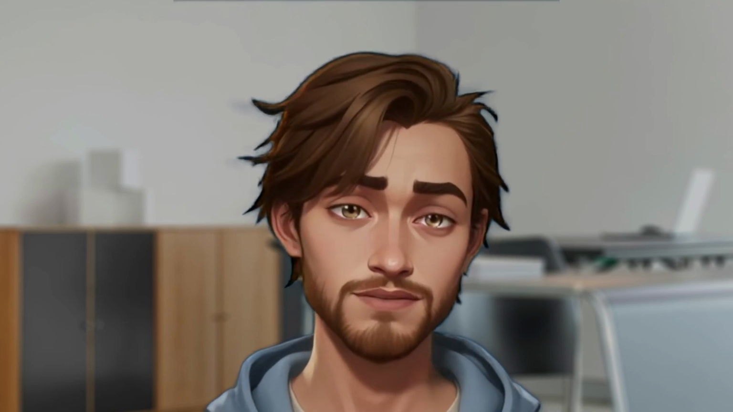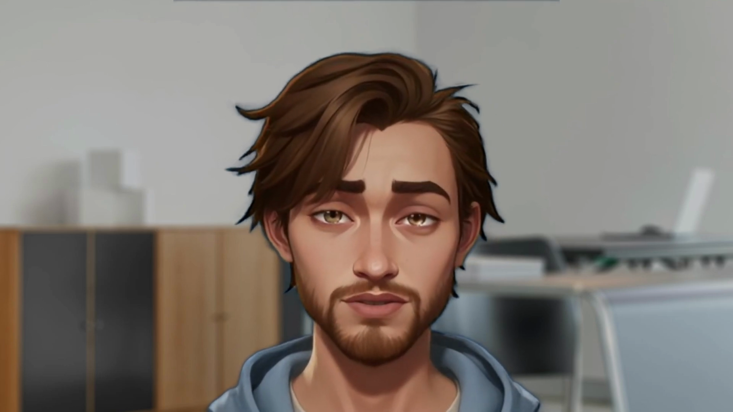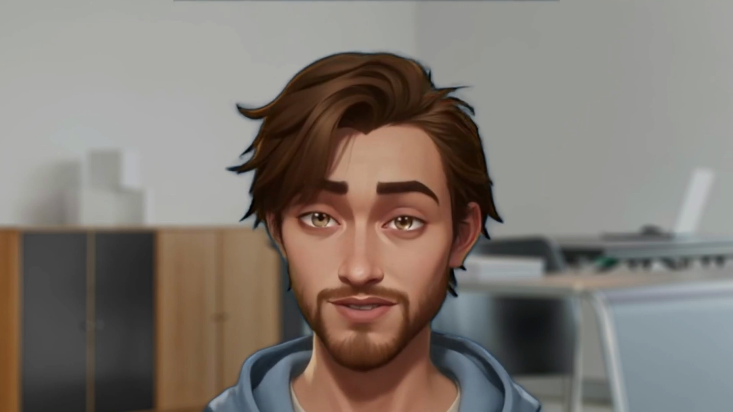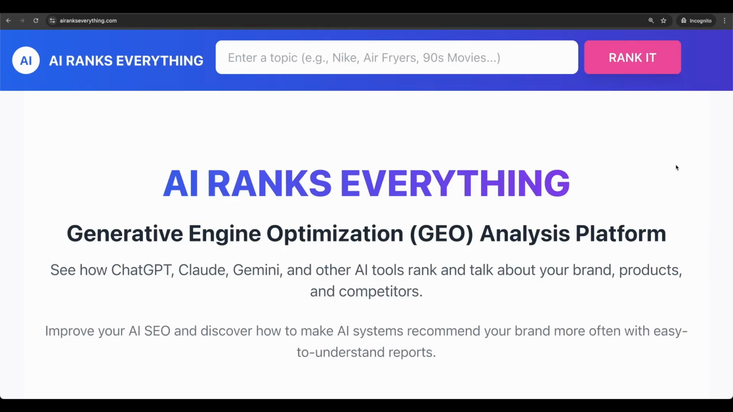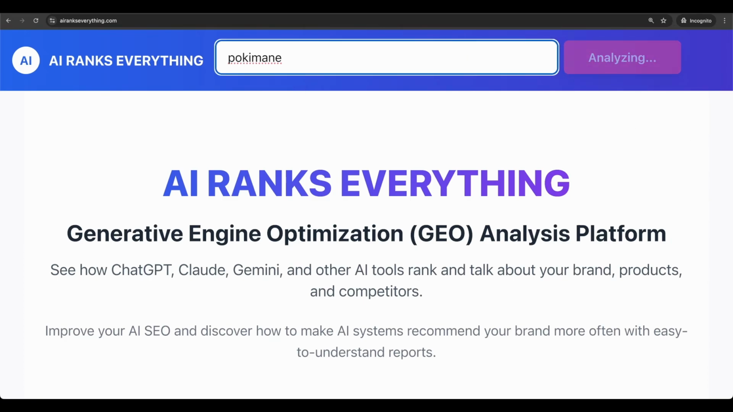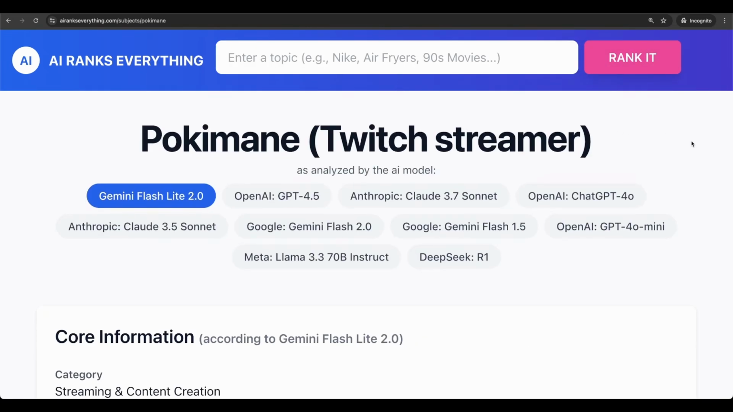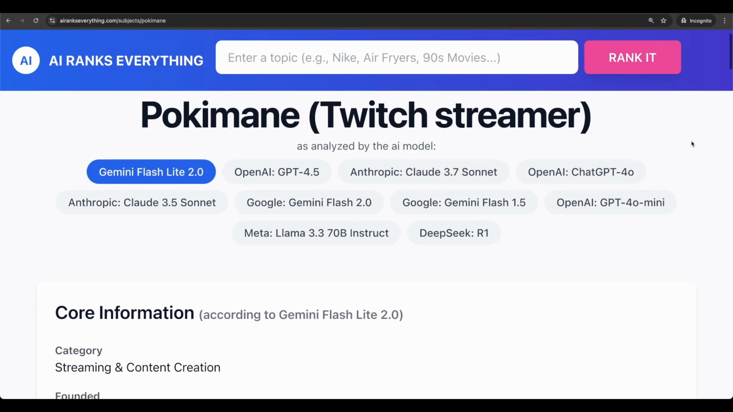To even begin to have some idea of how brands were performing with their generative engine optimization, I actually built a website because I'm kind of curious about all of this. It's called AIRanksEverything.com. This is the first initial version, but as you can see, you can, for free, without logging in, just go type any brand or person or product into the search, and it will pull up basic information about what AI models think about it.